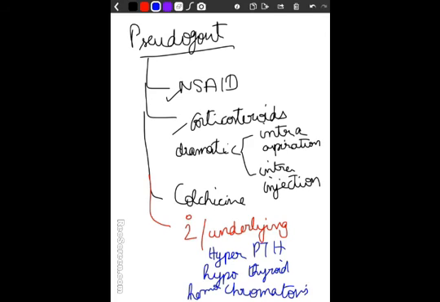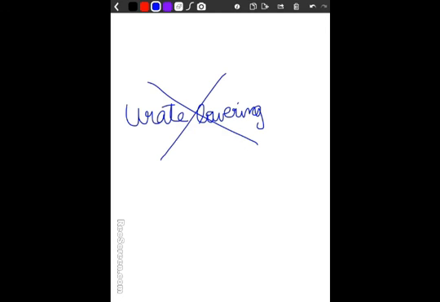Are you missing something when compared to gout? Yes. The urate lowering therapy has no role in pseudogout, because here the deposition is not due to urate but due to calcium pyrophosphate dihydrate. And what about the treatment of asymptomatic disease? I told you in the beginning, the treatment of it is the same as that of pseudogout.